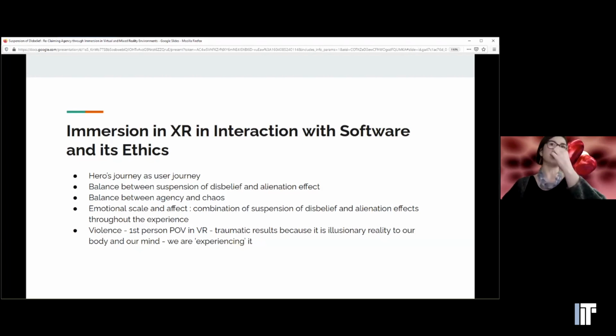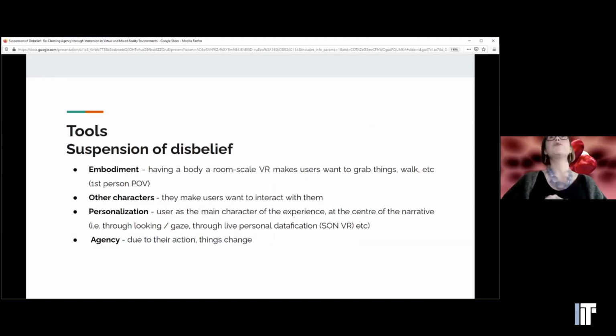And I also wanted to mention that experiencing violence in first-person POV can be traumatic, and the alienation effects usually help with distancing ourselves in the virtual reality space. So what are the tools, or how can we make this visible, or how can we immerse the user or alienate the user in VR?